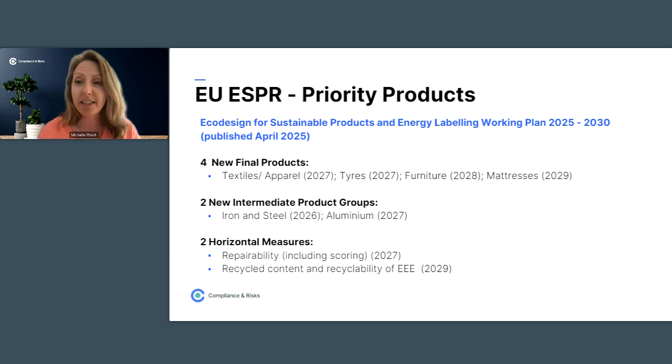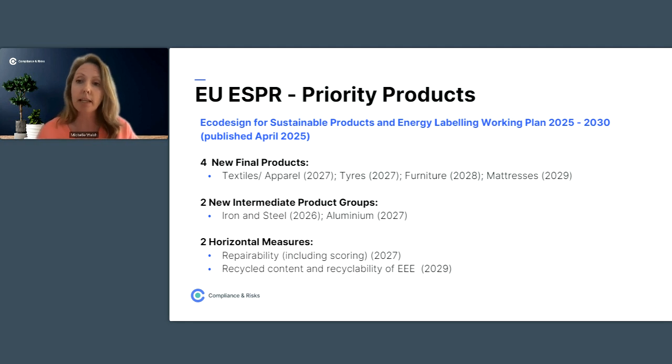Now, as I mentioned, this framework regulation allows also for measures to be enacted on intermediate products. And they've selected 2 intermediate product groups. These are iron and steel, which we're going to see a measure in 2026, as well as aluminium. Coupled with that, there's going to be 2 horizontal measures. So the way the framework is set out, it allows not only for vertical regulations, which are product specific, but horizontal measures, which can cover numerous product groups together. It's going to have a repairability regulation that will look at things like consumer products or small household appliances.